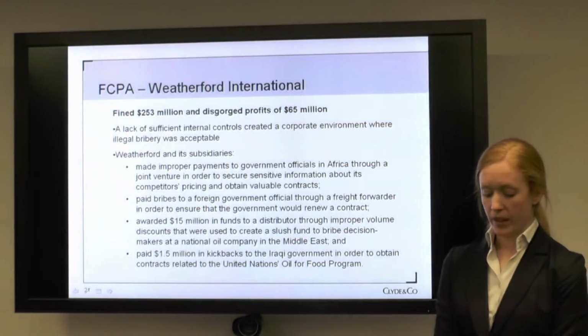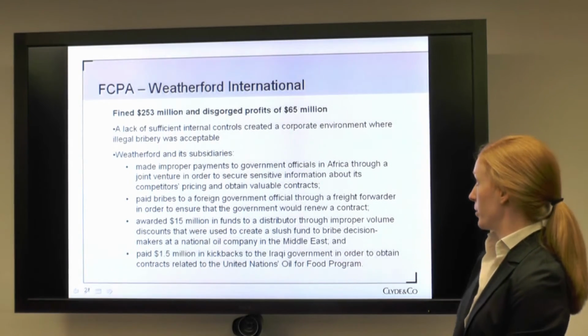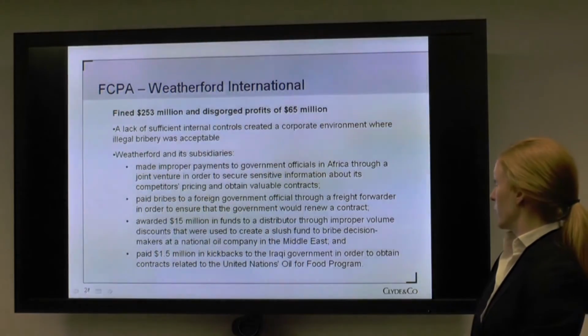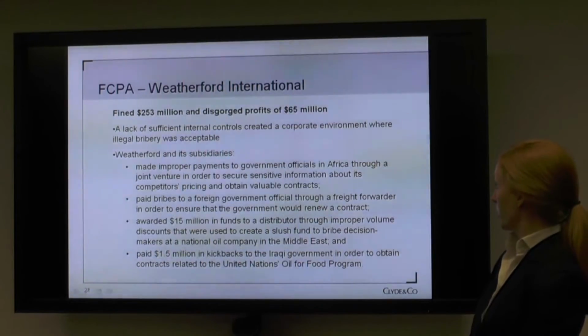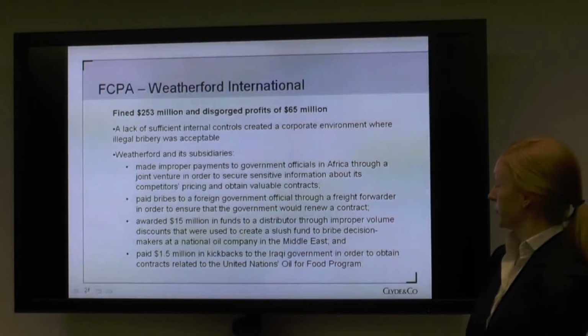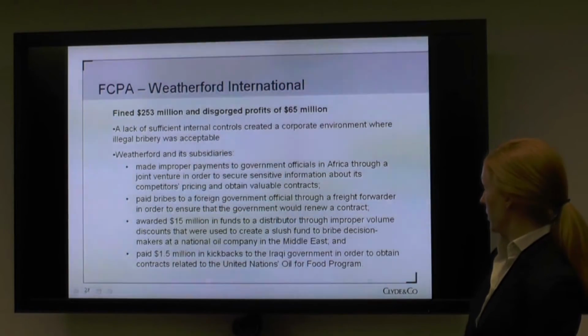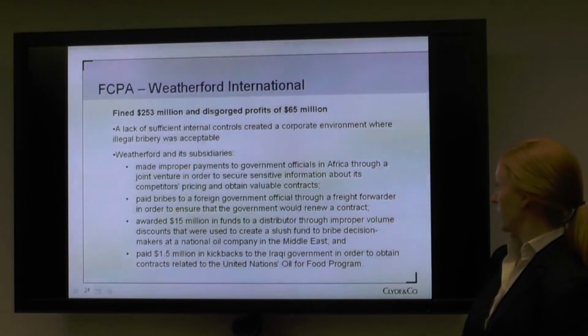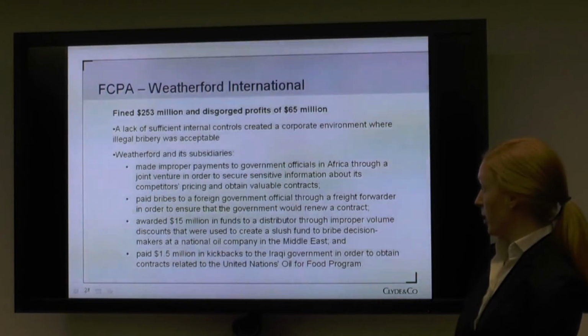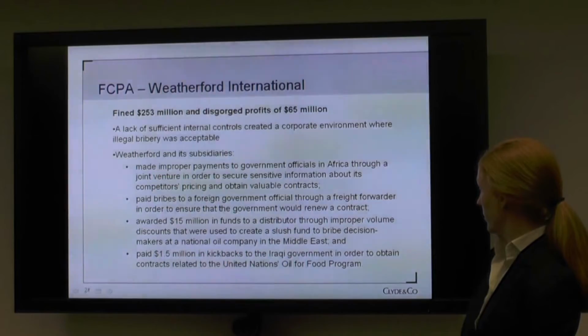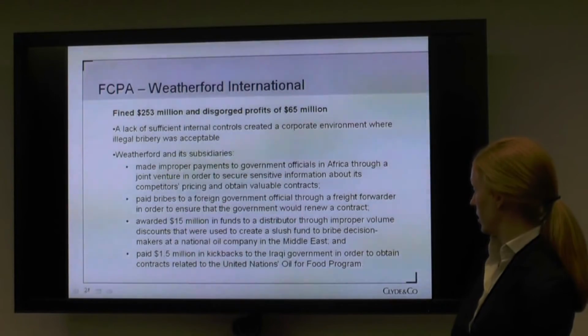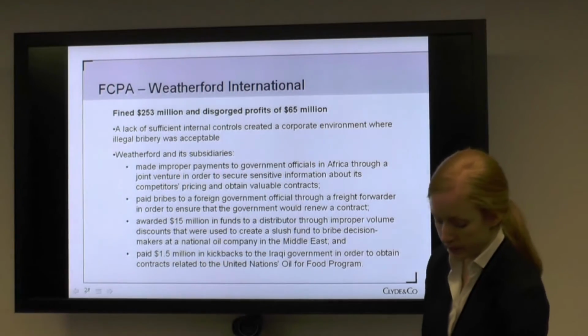Turning to some case studies, in the case of Weatherford International, it was fined $253 million and disgorged profits of $65 million for a lack of sufficient internal controls, which created a corporate environment where illegal bribery was acceptable. Weatherford made improper payments to government officials in Africa through a joint venture in order to secure sensitive information about its competitors. It paid bribes to foreign government officials. It awarded $15 million in funds to a distributor, and it paid $1.5 million in kickbacks to the Iraqi government in relation to the United Nations Oil for Food programme.